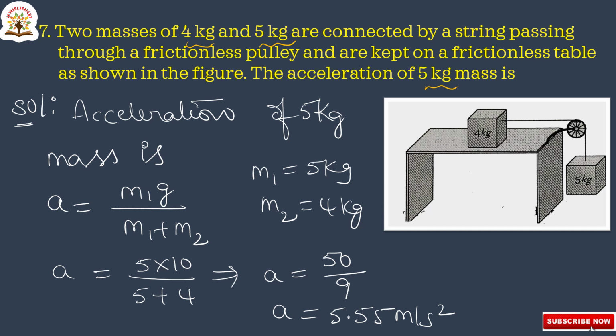So the acceleration of the 5 kilogram mass A is equal to 5.55 meters per second square. This is the final answer. A is equal to 5.55 meters per second square.